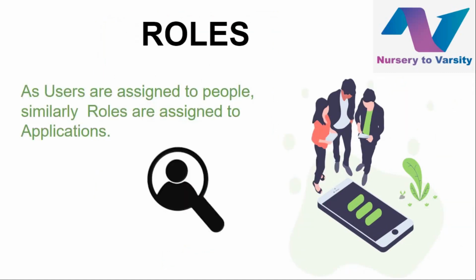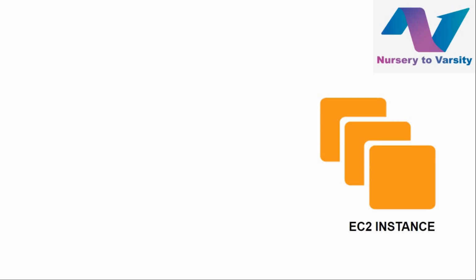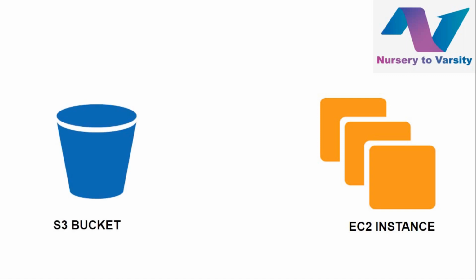Well, as users are assigned to people, similarly roles are assigned to applications. So now let's take an example to understand the concept of roles in a better way. For example, suppose I have created an EC2 instance, and inside this EC2 instance I am hosting a web application. This web application is designed in such a way that it can access the S3 service. But we cannot give access to any service to applications directly.